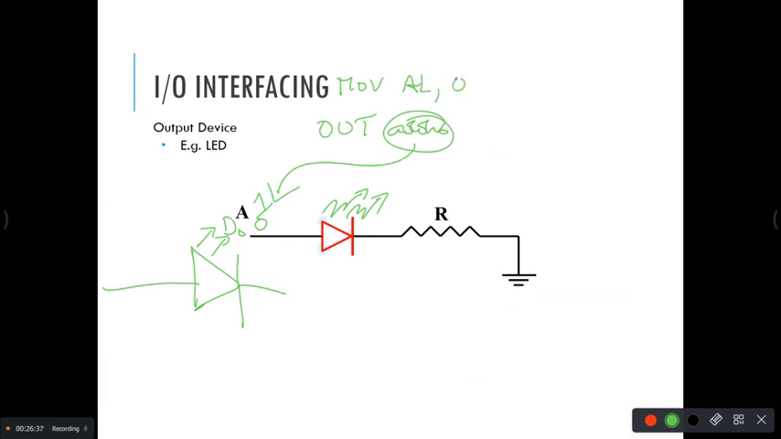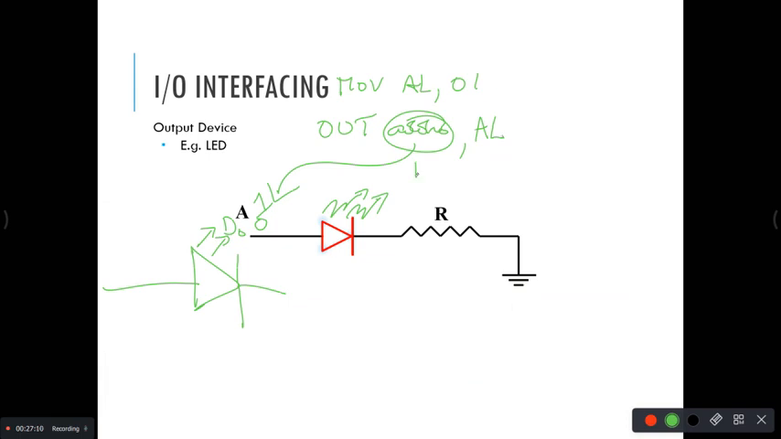Exactly 0 1, right? You put 0 1 into the AL register and you just execute the instruction OUT address, AL. What happened now? Tell me. The microprocessor will put 0 1 into D7 to D0, where D0 is connected here. So what happened to this LED? It will glow.